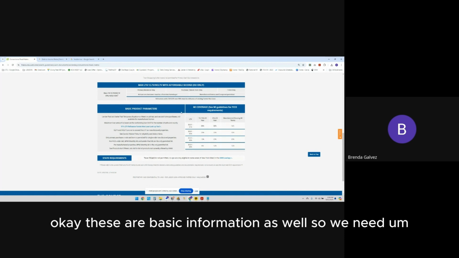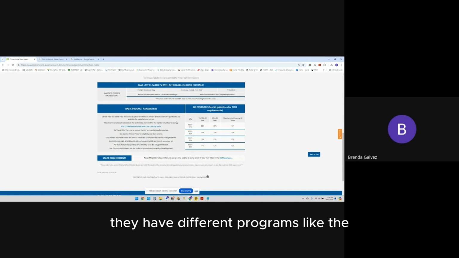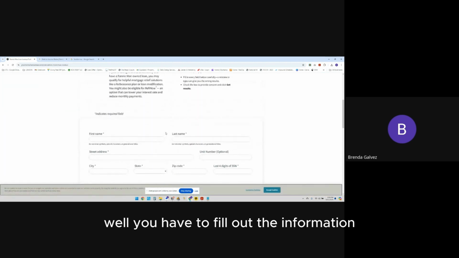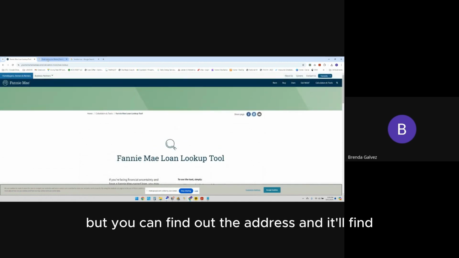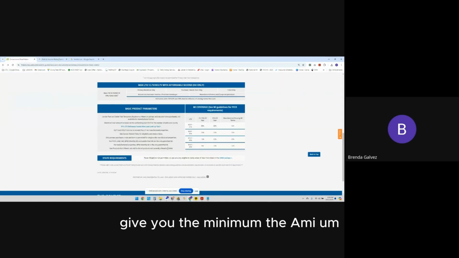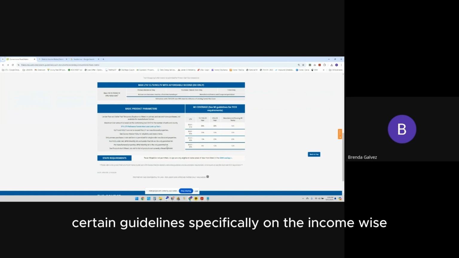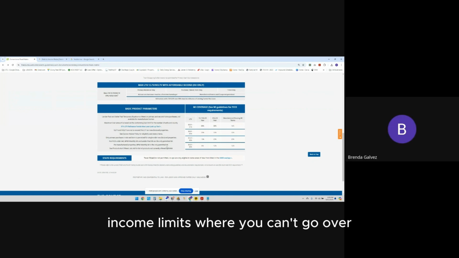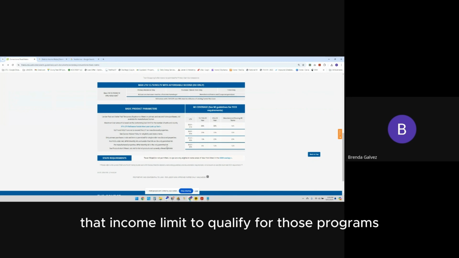So we need, they have different programs like, I think it's Home Ready or Home Possible, that are also conventional loans. They have this Fannie Mae lookup tool where you can look up the address. Well, you have to fill out the information, but you can find out the address and it'll give you the minimum, the AMI. So if it's those specific programs, it means it's going to have certain different guidelines, specifically on the income side. There are certain income limits where you can't go over that income limit to qualify for those programs.